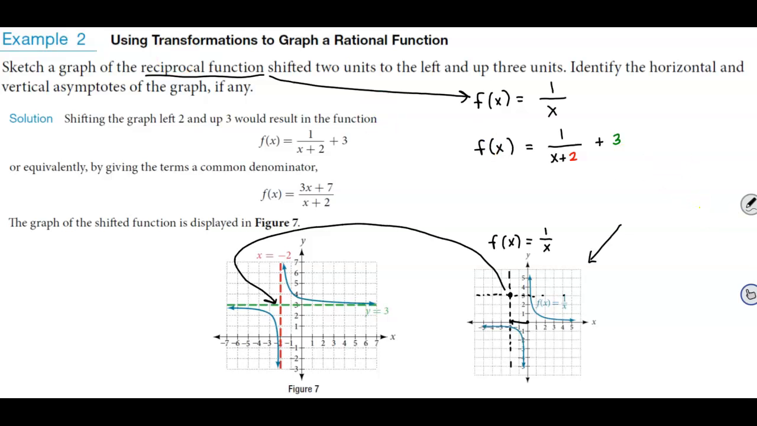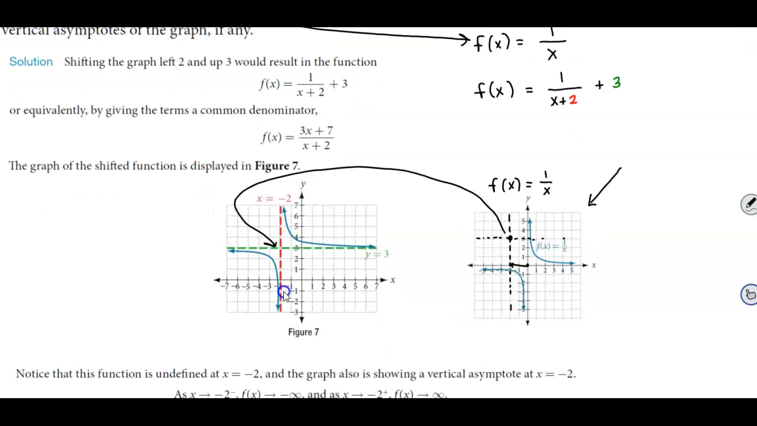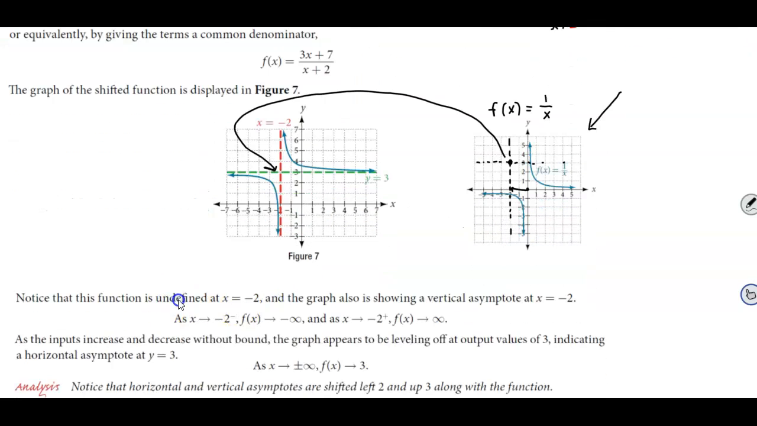So therefore you can see now that the vertical asymptote is x is equal to -2. The horizontal asymptote is y is equal to 3. And we just shifted this function accordingly. Now notice that this function is not defined at x is equal to -2, and the graph also is showing a vertical asymptote at x equals -2.